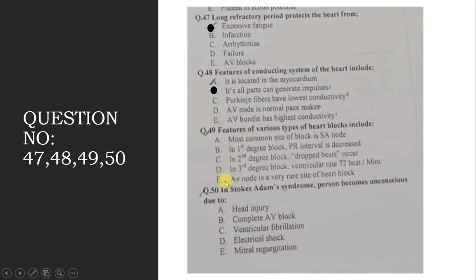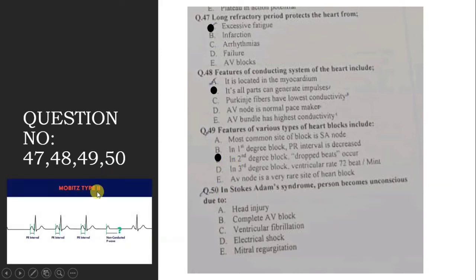So both A and E are incorrect because they contradict each other, while in first degree heart block, PR interval is basically increased, while in second degree heart block, dropped beat occurs. So the correct answer is C. While in third degree heart block, there is a complete block between the atria and ventricle. So the atria contract at their own pace while the ventricle contracts at its own pace. So option C is correct.